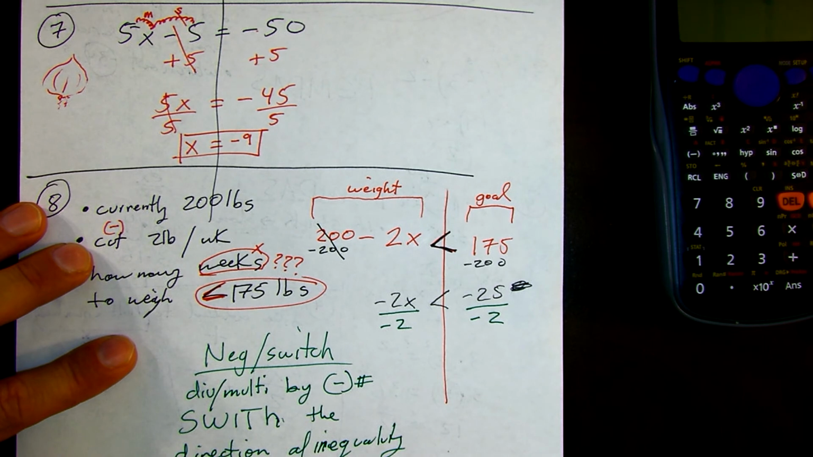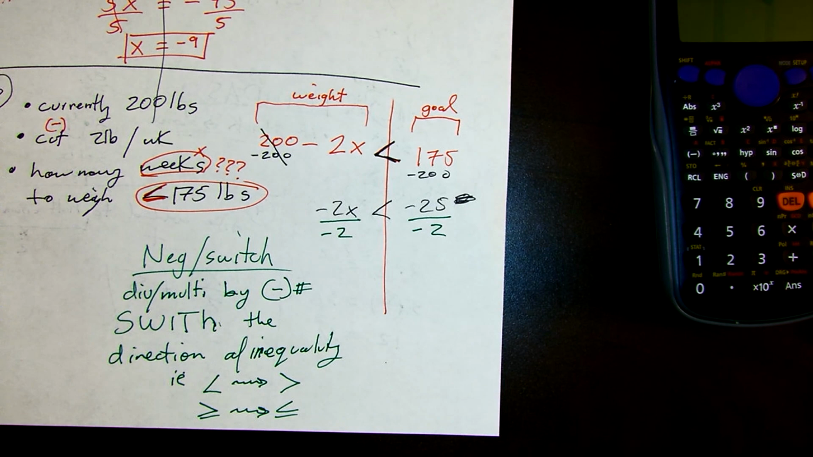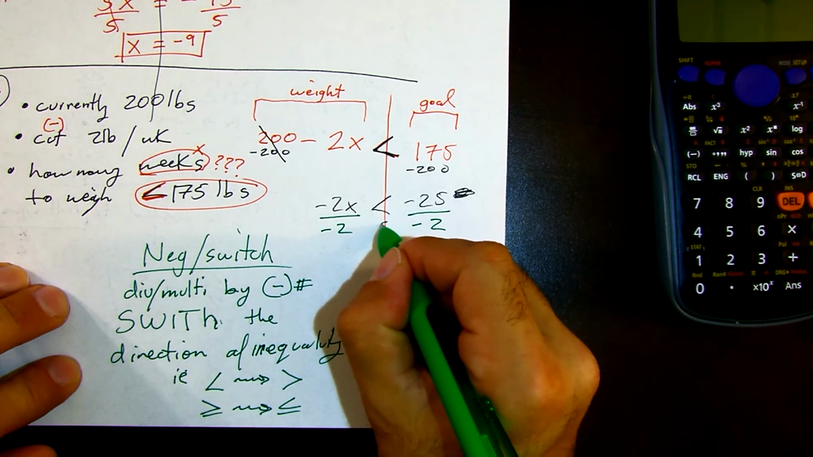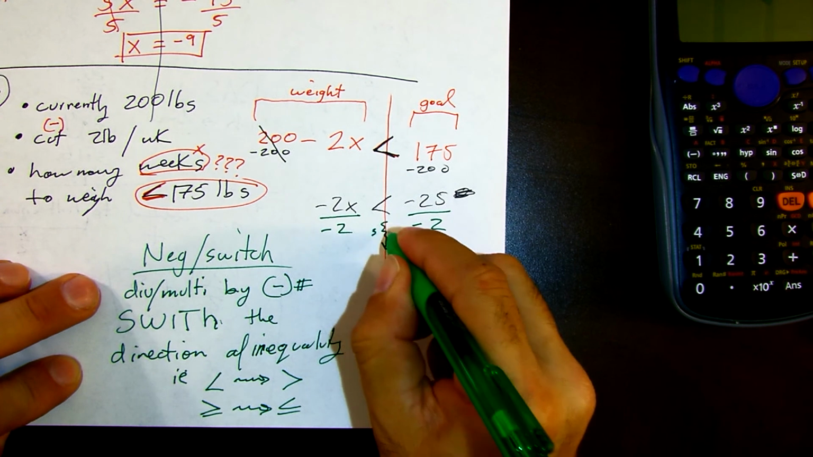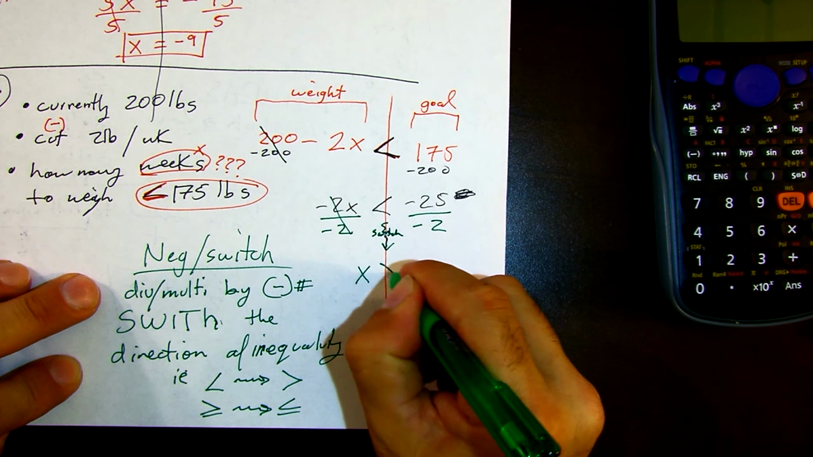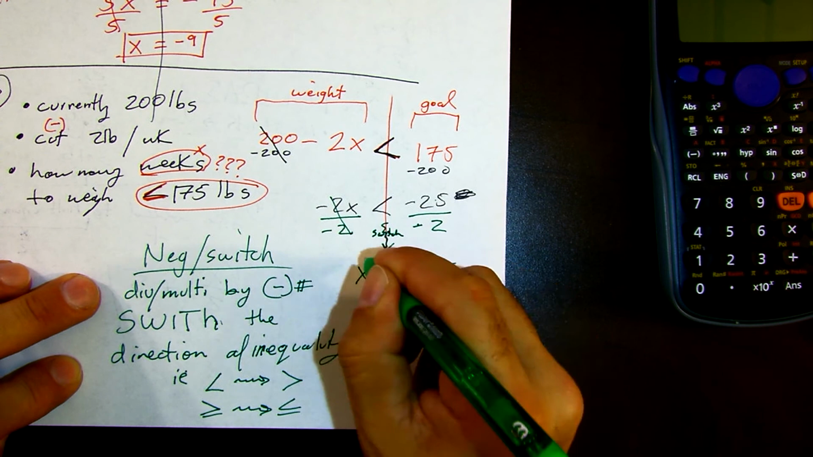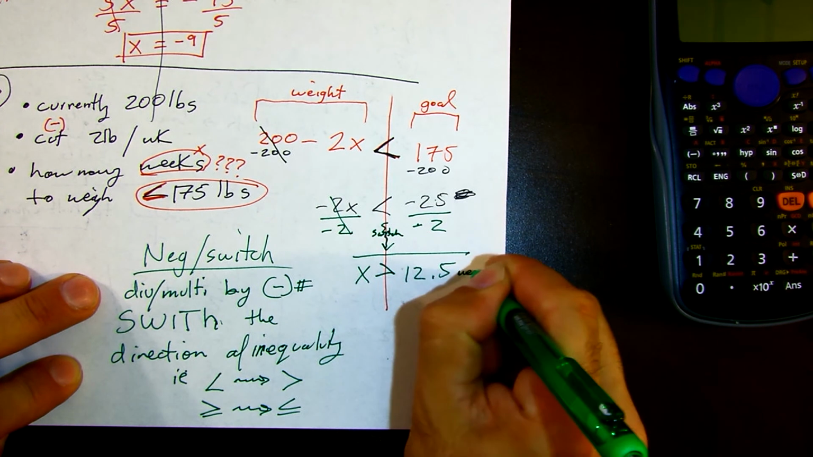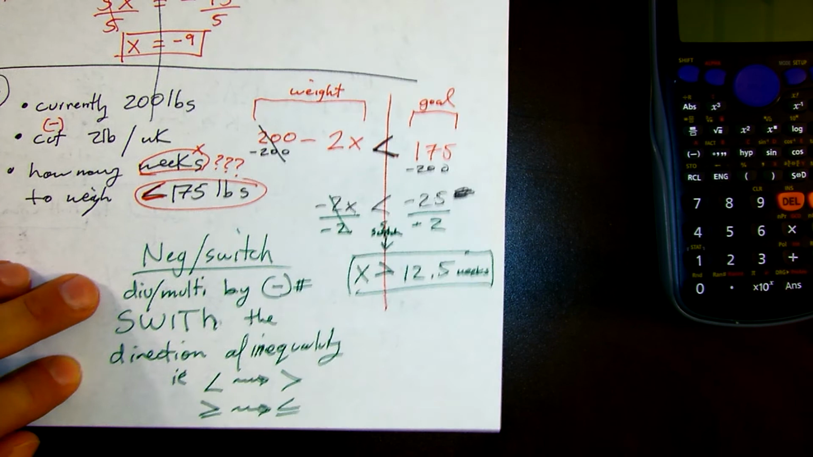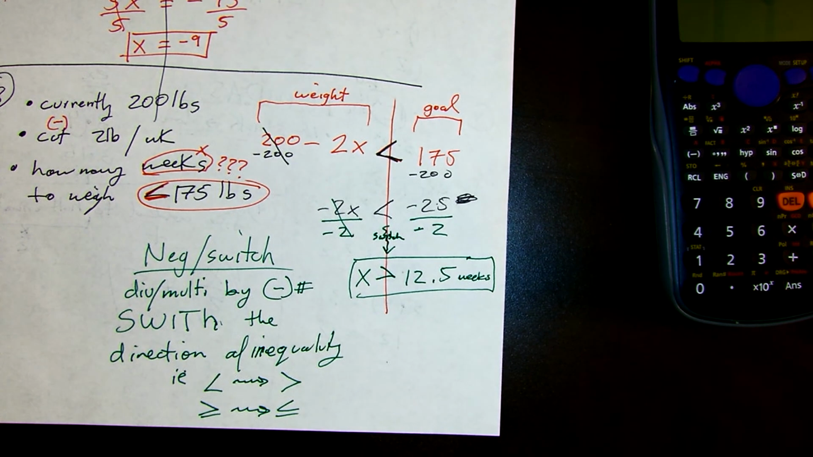So that would mean this switches to that. It looks exactly the same, it's just facing the other direction. We did divide by a negative, so I have to do the switch. We end up with x is greater than, negative divided by negative is a positive, half of 25, 12.5 weeks. So they got 3 months of trying to cut weight.